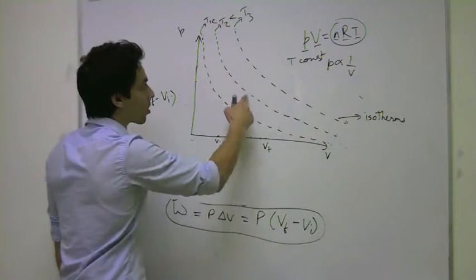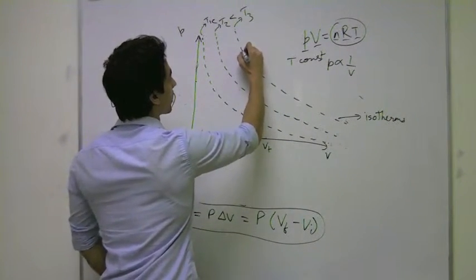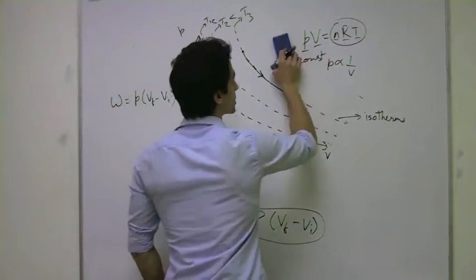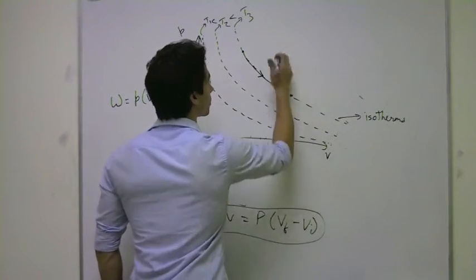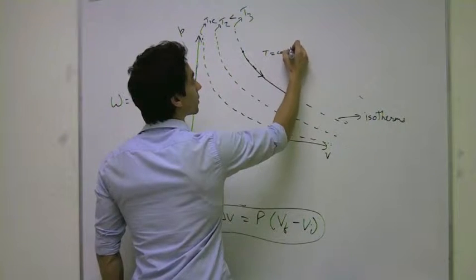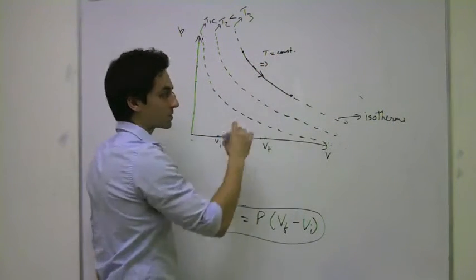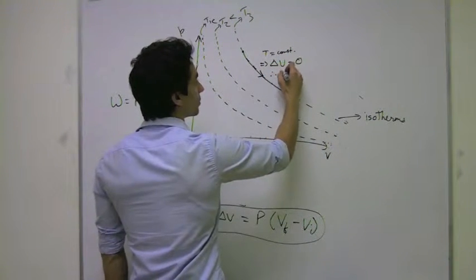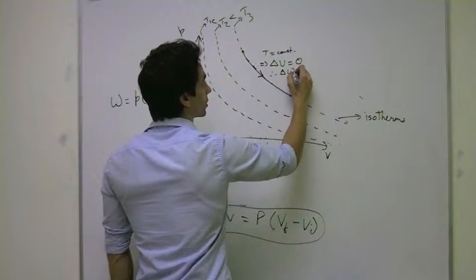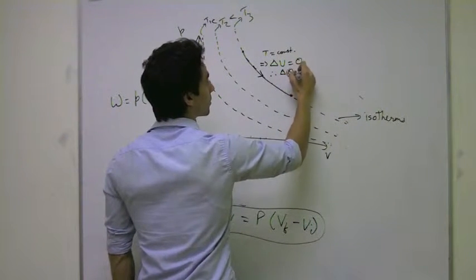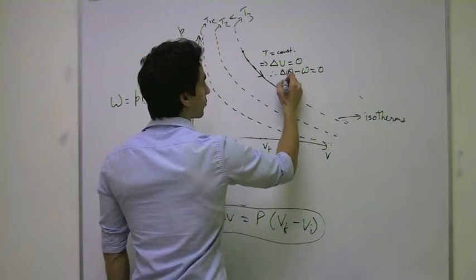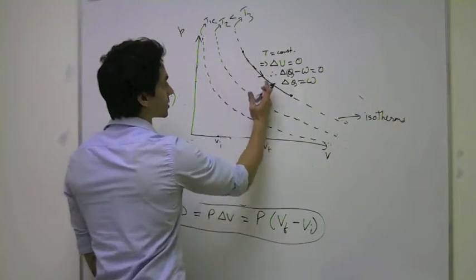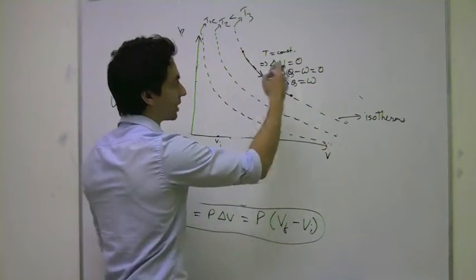Any process along this curve, for example, if I come from here to here, during this process my temperature is constant, which means from our previous discussion that the change in internal energy is 0. Therefore the heat added minus work done is 0. Therefore the heat added is equal to the work done by the gas. So whatever work is done by the gas in expanding, that's the amount of heat that is added.